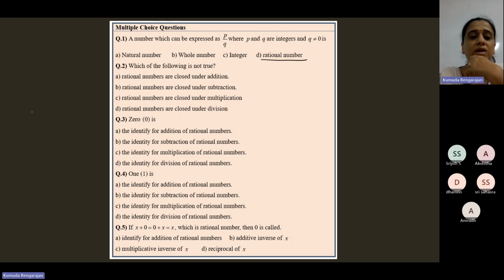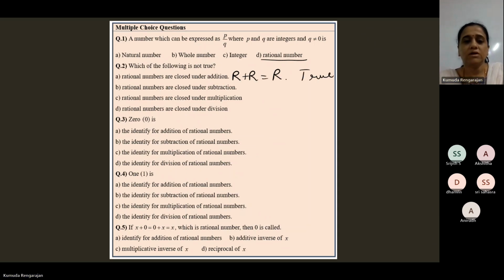Okay. So rational numbers are closed under addition, which means rational number plus rational number is equal to rational number. True. Rational numbers are closed under subtraction, which means rational number minus rational number is equal to rational number. Yes, true. When you subtract two rational numbers, the difference will be a rational number. The third one, rational numbers are closed under multiplication, which means rational number into rational number is equal to rational number. True.